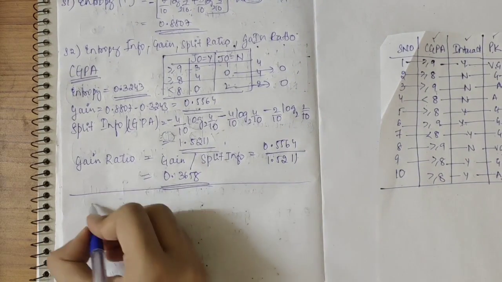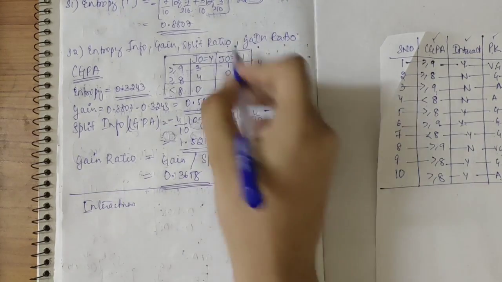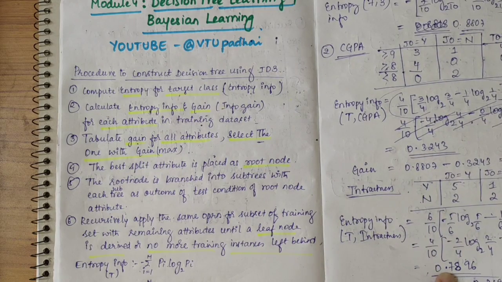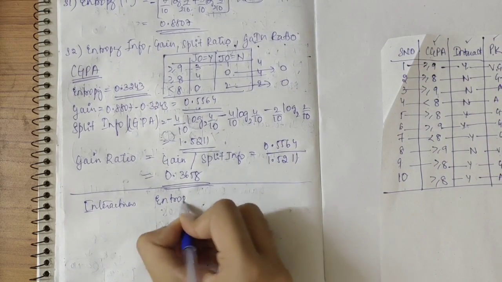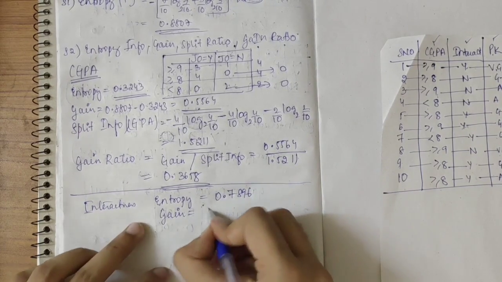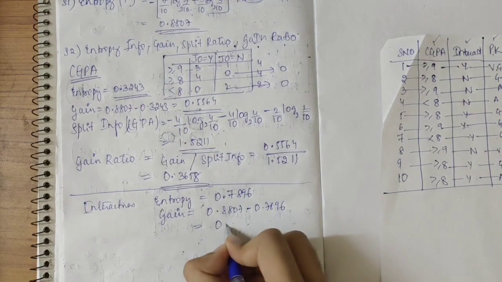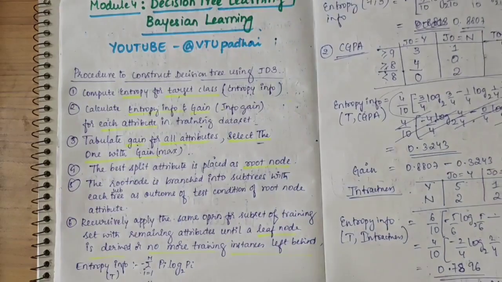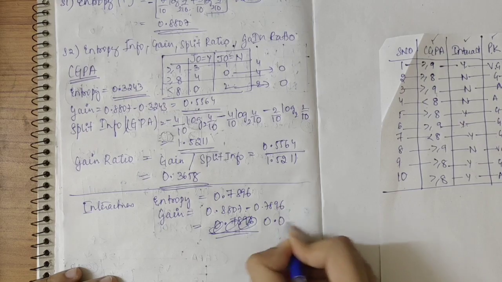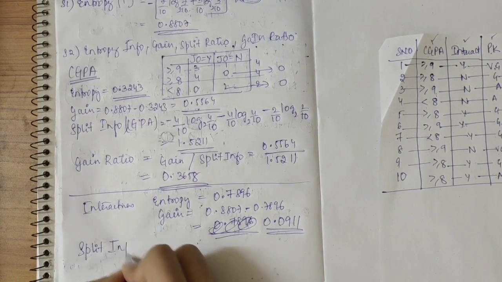Now I'll look into the interactiveness part. The interactiveness table would be the same, and the entropy I have obtained here is 0.7896, so I'll directly write it. The gain would be 0.8807 minus 0.7896. The gain here is 0.0911.